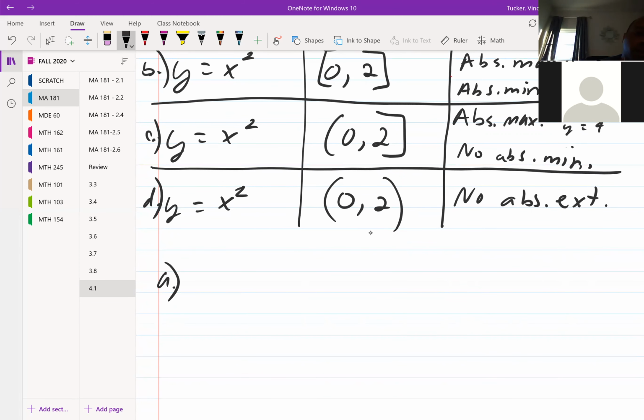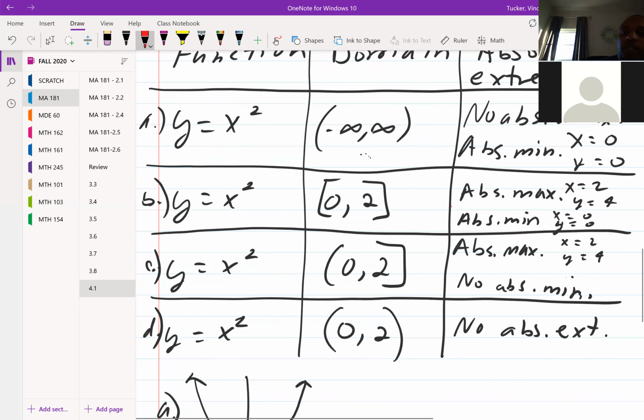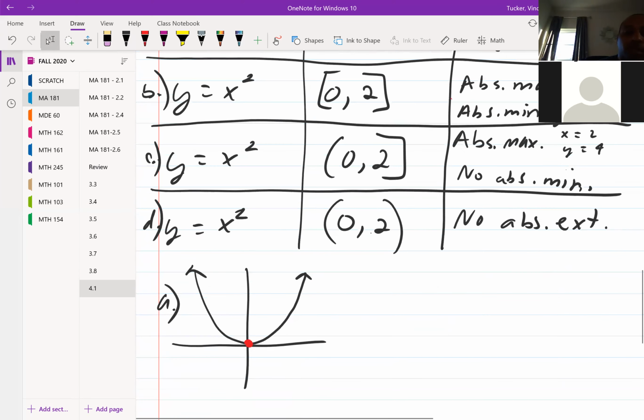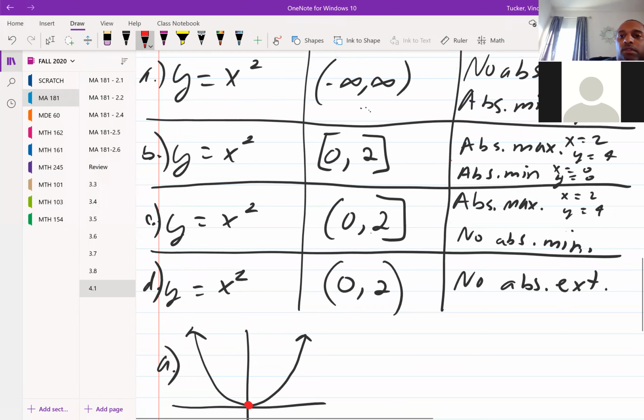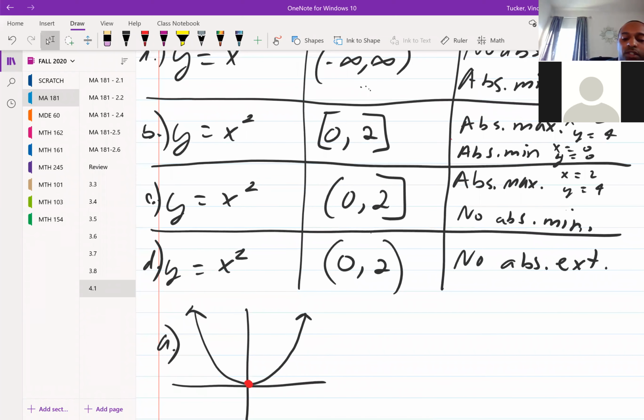So we're looking at A as the first one. Notice what it says here, no absolute maximum from negative infinity to infinity. That's because it's going up to infinity when you look at the direction of the graph, but it has an absolute minimum at 0, 0. So no max because it continues to go up as far as infinity. The lowest value is at 0, 0.